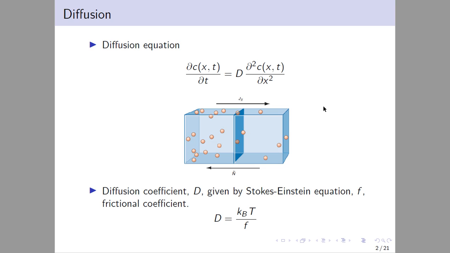How fast the molecules move, we can see from this diffusion coefficient, D. This diffusion coefficient is given by the Stokes-Einstein equation, where F is the frictional coefficient. When a molecule moves, from our mechanics we know that there is friction. So D equals kBT over F, where kB is the Boltzmann constant and T is the temperature.